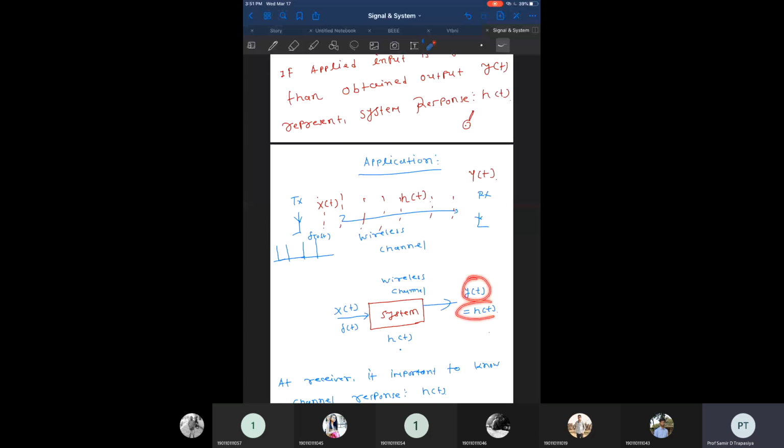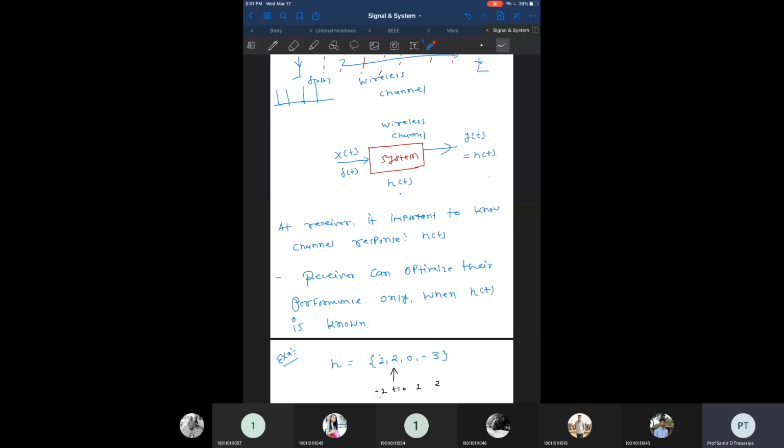This is a very useful application for wireless communication engineering students. We will discuss more detail about this at a later stage, when we discuss the digital communication system. But at this point, we need to understand that if our input signal is a unit impulse signal, then the obtained output y of t is the same as the system response h of t.